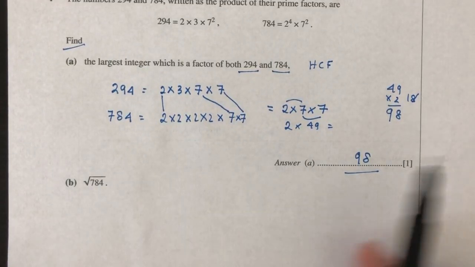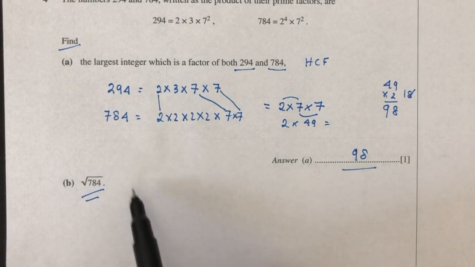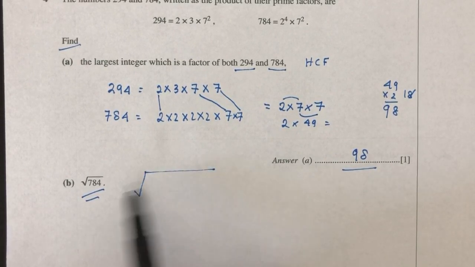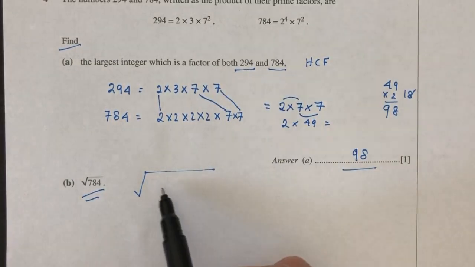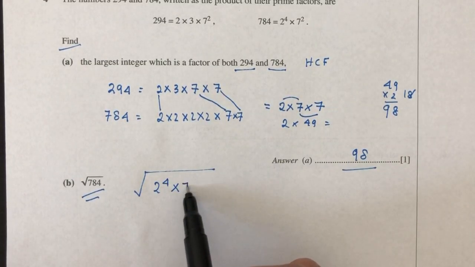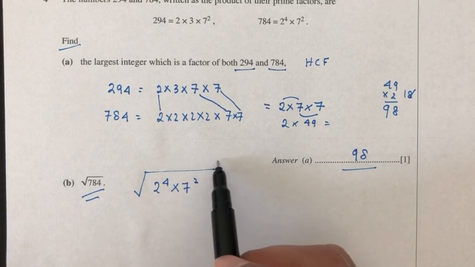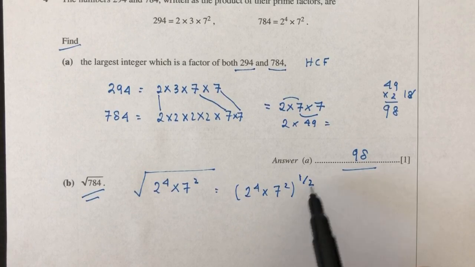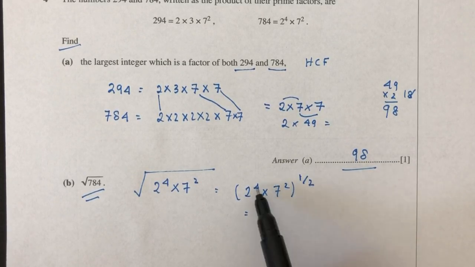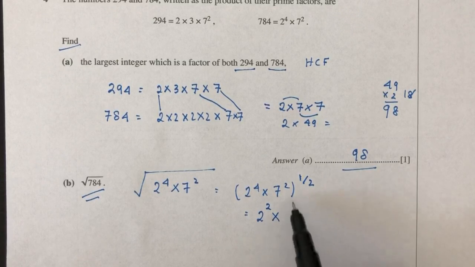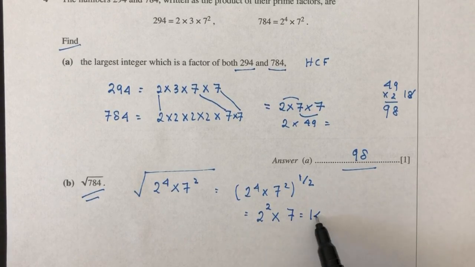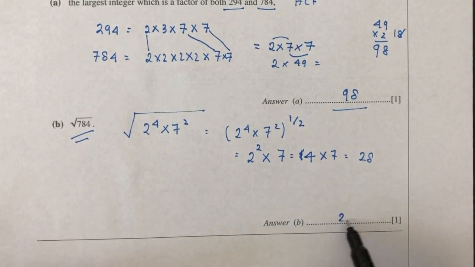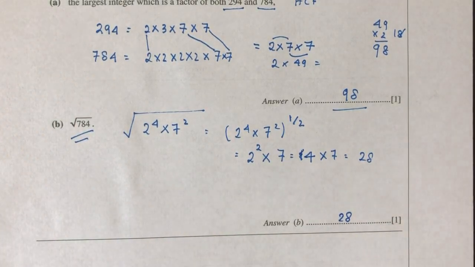Now for this one, find this value. As we know, we can write this as a product of prime factors, which is 2 to the power 4 times 7 to the power 2. What is a square root? Square root is simply the power of half. So we can simplify. We bring this in, that will become 2 squared times 7. That will be 4 times 7, which is 28. So your answer for B will be 28.